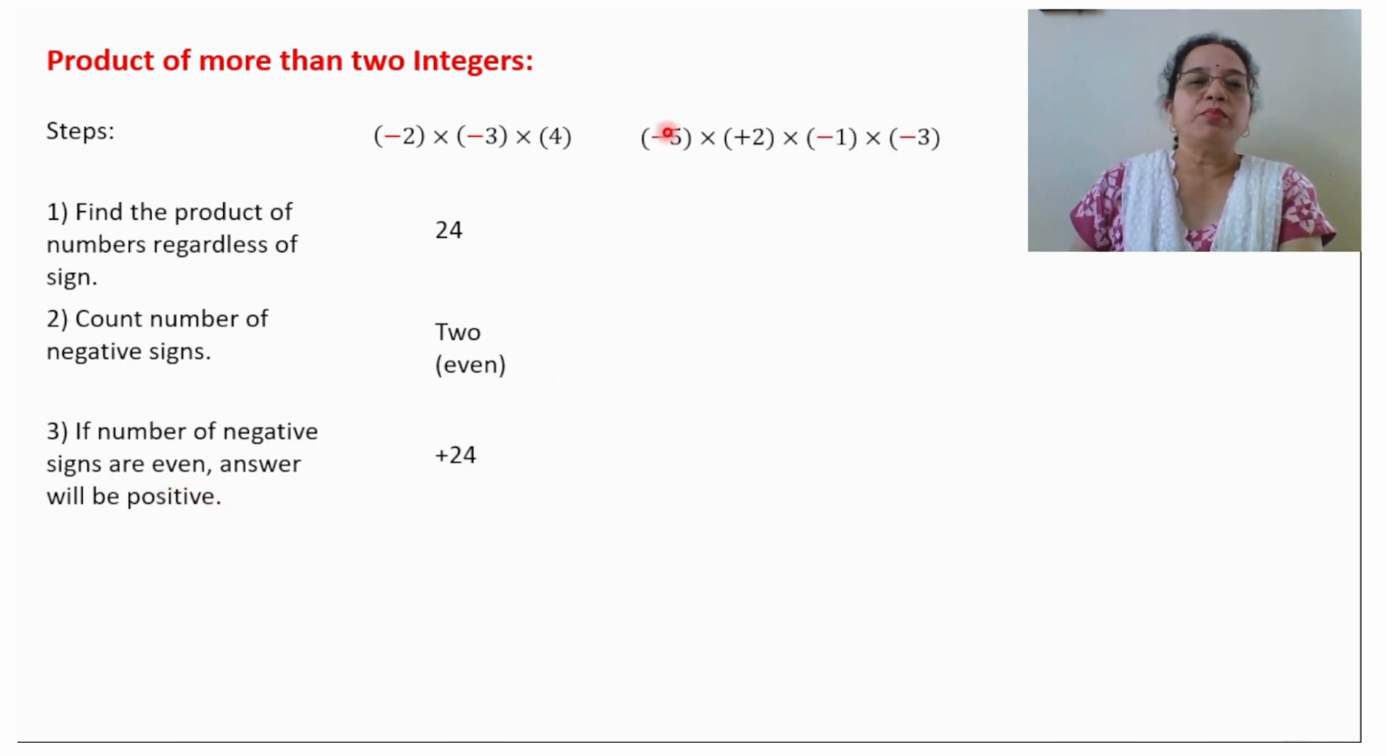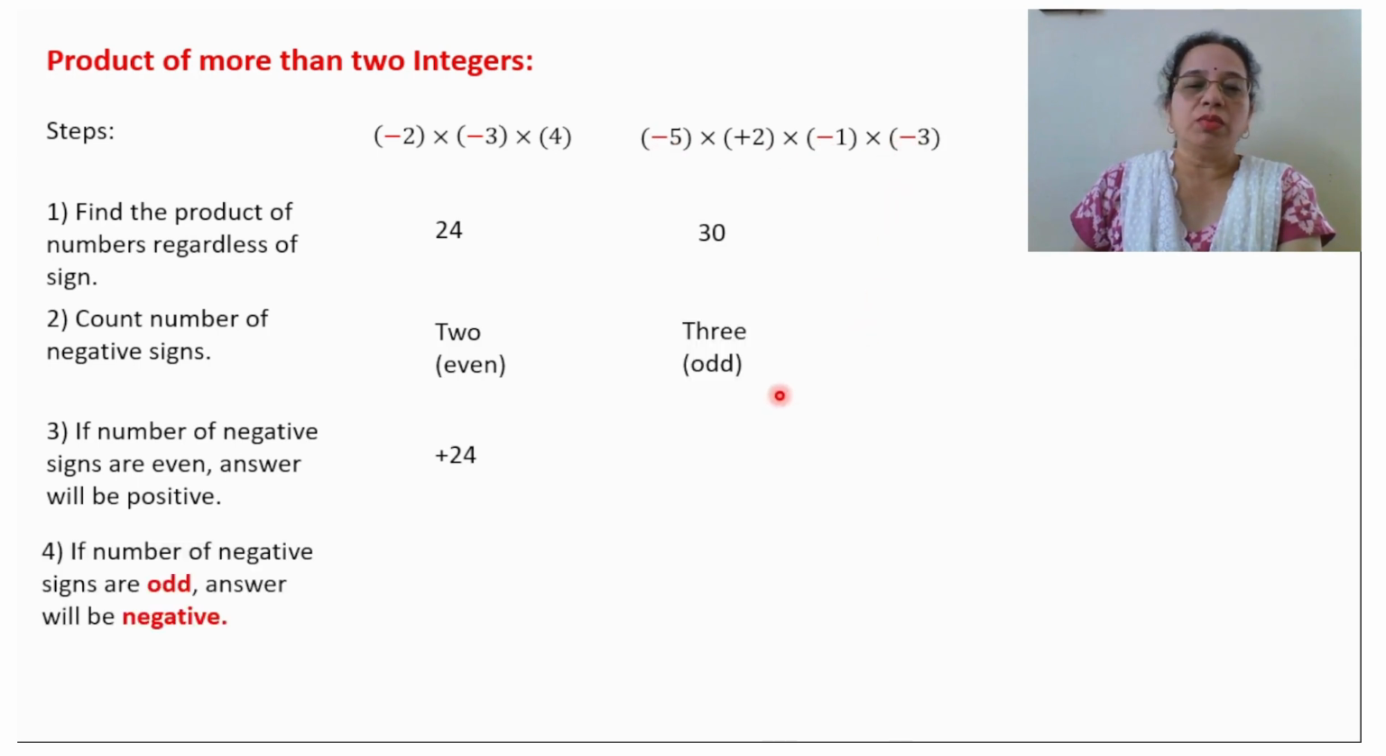Take one more example. Again just multiply the number. 5 2s are 10. 10 multiplied by 1 is 10 and then multiplied by 3 will give you 30. Total number of negative signs are 3. 3 is an odd number. If negative numbers are odd, then the answer will be negative. So answer will be minus 30.